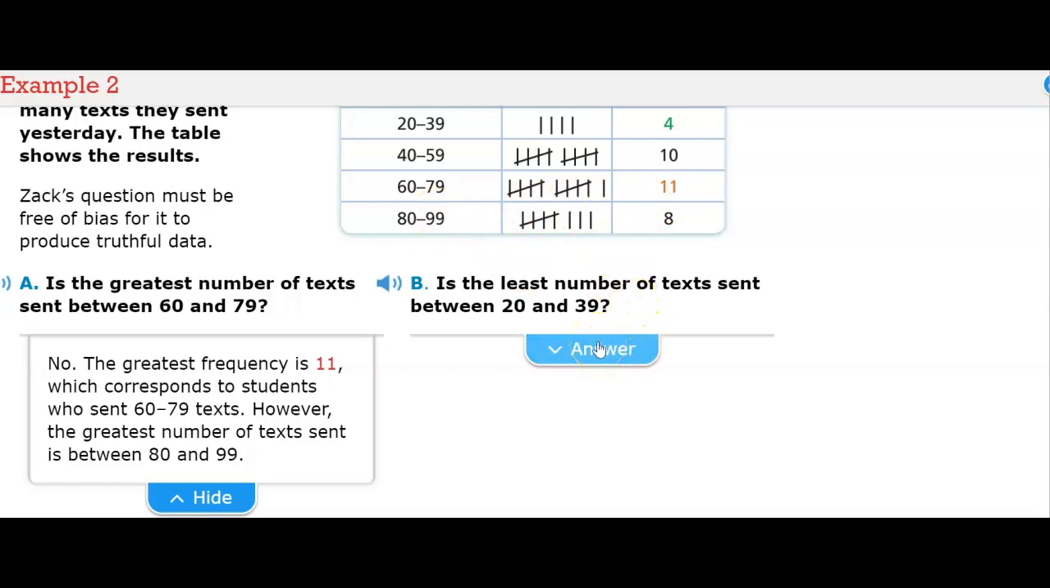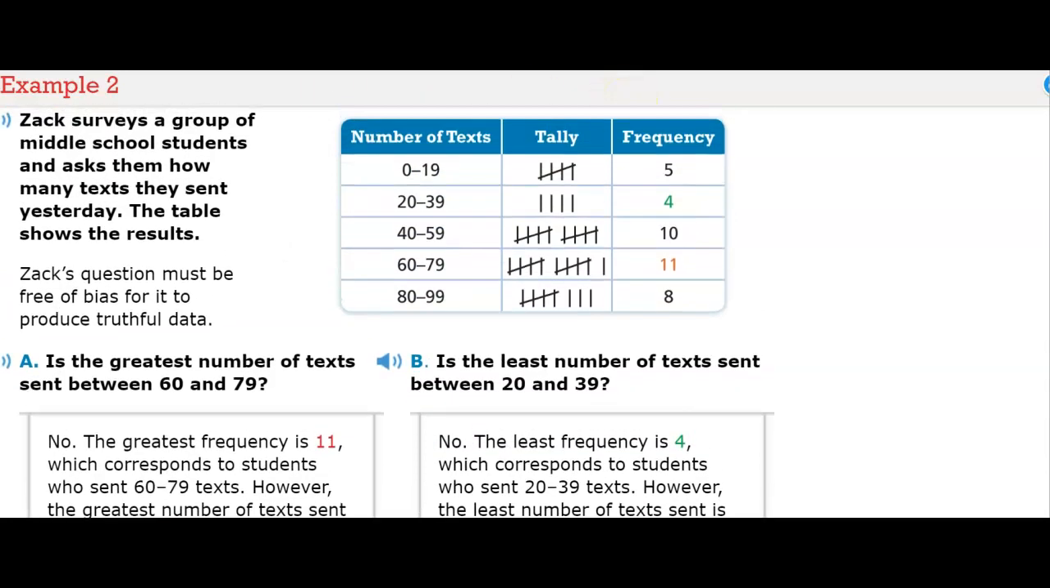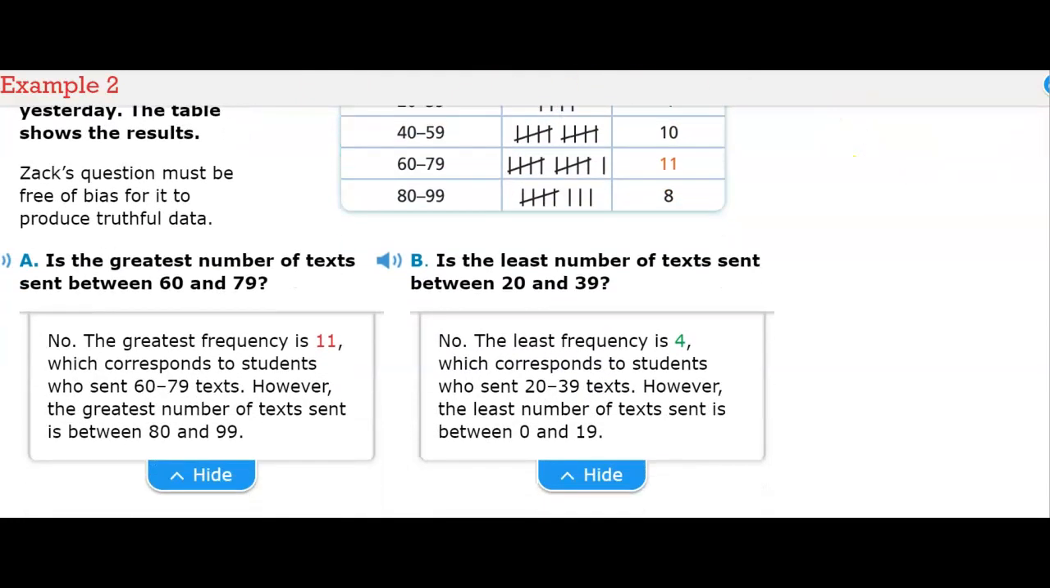B, is the least number of texts sent between 20 and 39? No, the least frequency is 4, which corresponds to 20 to 39 texts. However, the least number of texts is 0 to 19. So neither one of these would be the right answer to the greatest or least number of texts.